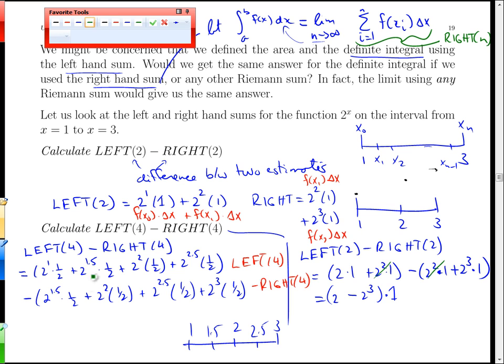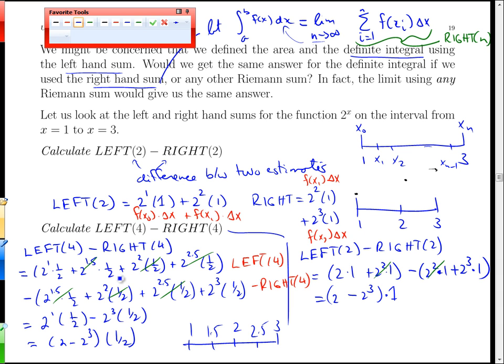And again, we see this great cancellation. 2 to the 1.5, oh yeah, we've got 1 in the right. 2 to the 2, have 1 in the right. 2.5, yes. And so all of these interior points disappear, and we're left with 2 to the 1 times a half, minus 2 cubed times a half. That's the cube there. Or 2 minus 2 cubed times a half.